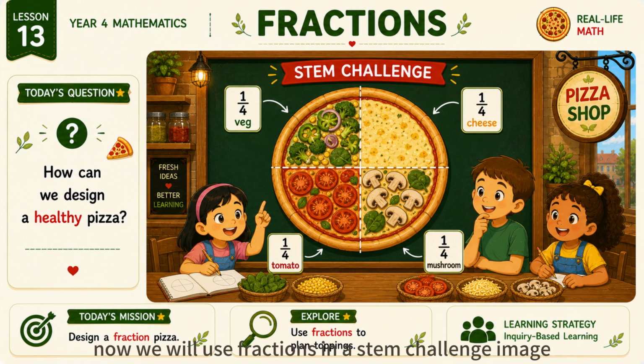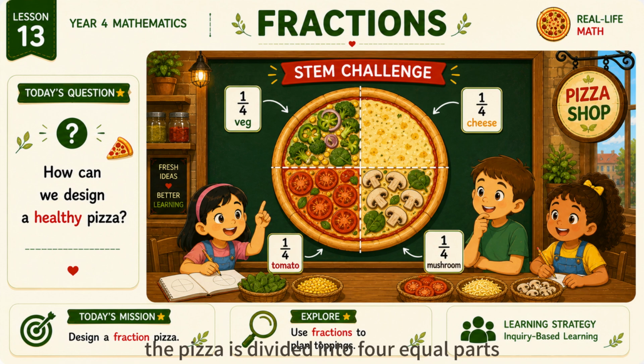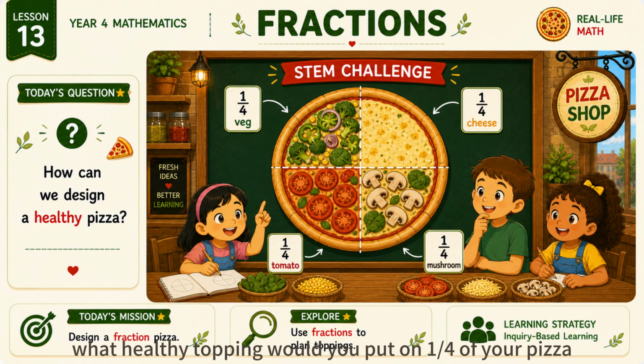Now we will use fractions in a STEM challenge. Imagine you are designing a healthy pizza for the shop. The pizza is divided into 4 equal parts. Each quarter has a different topping: vegetables, cheese, tomato, and mushroom. Each topping takes 1/4 of the whole pizza. When we plan the toppings using fractions, we can make sure the whole pizza is complete and balanced. What healthy topping would you put on 1/4 of your pizza?